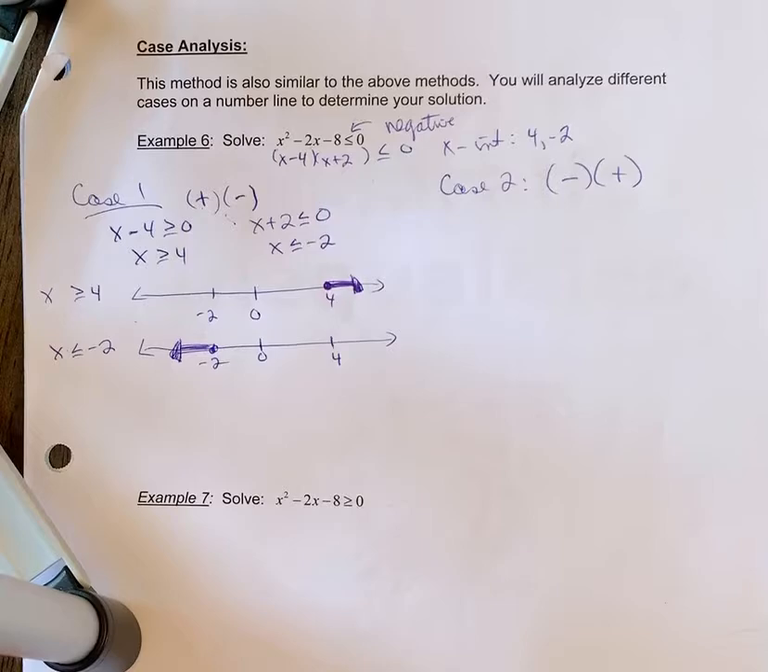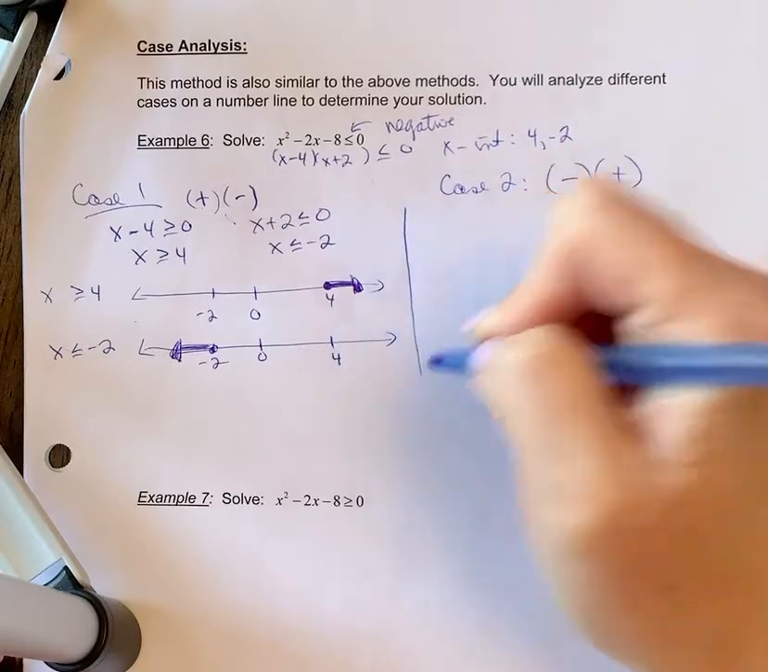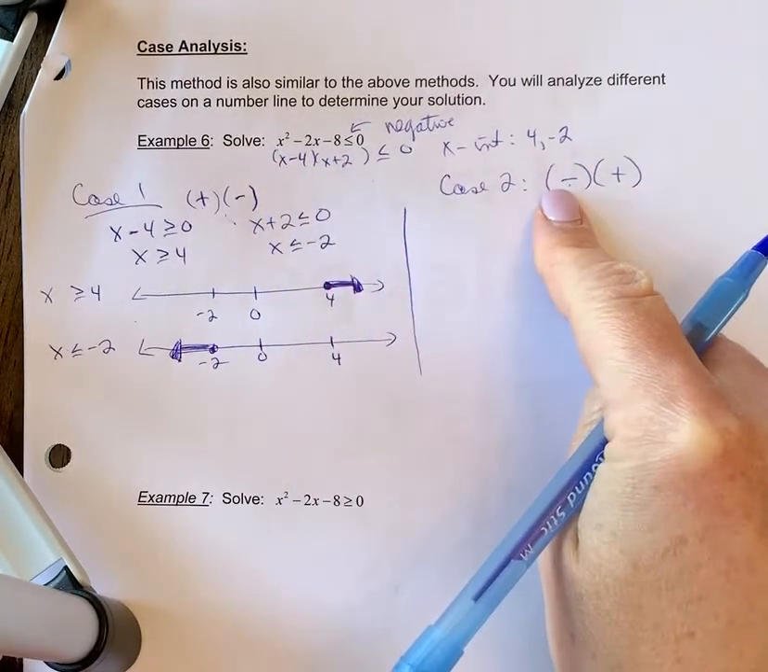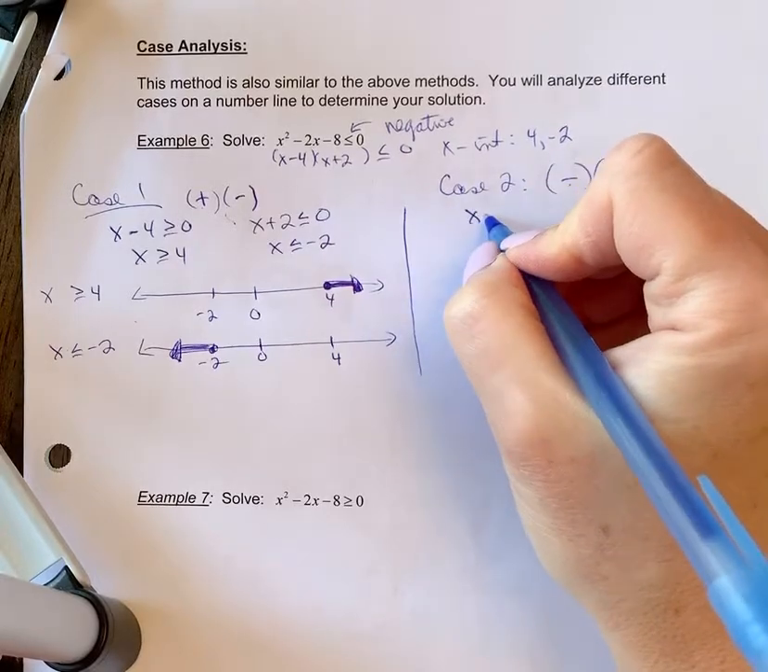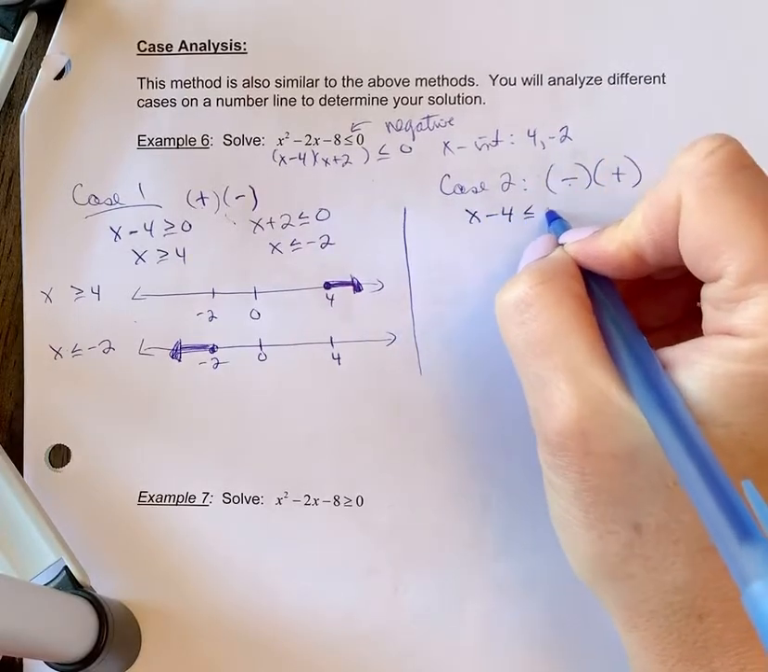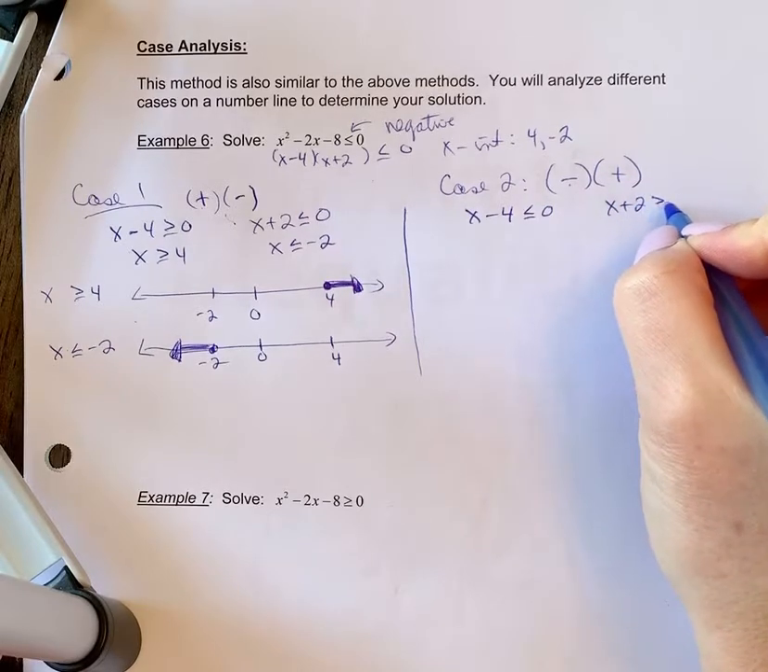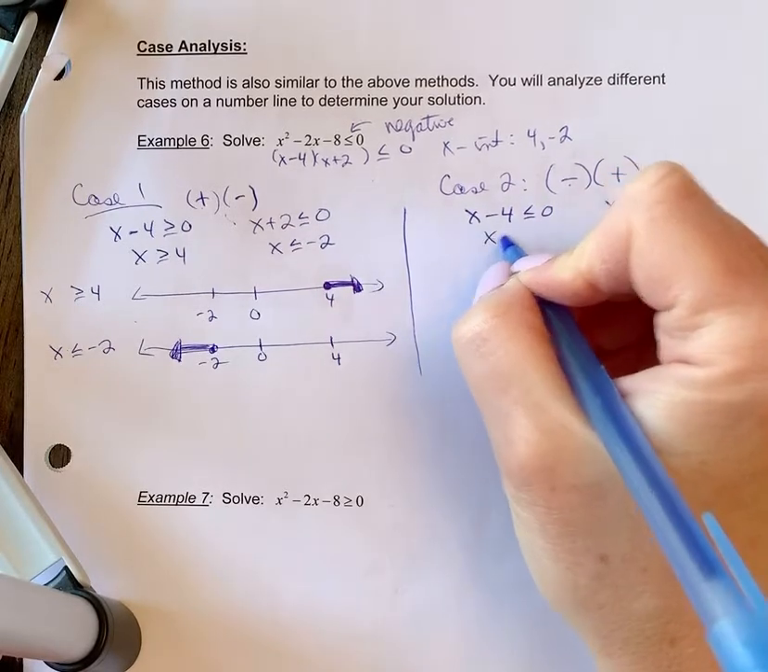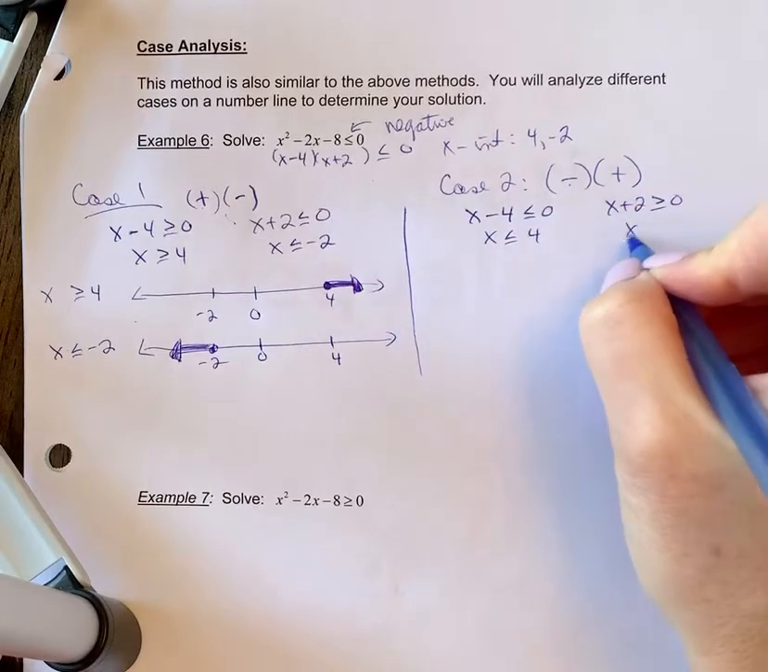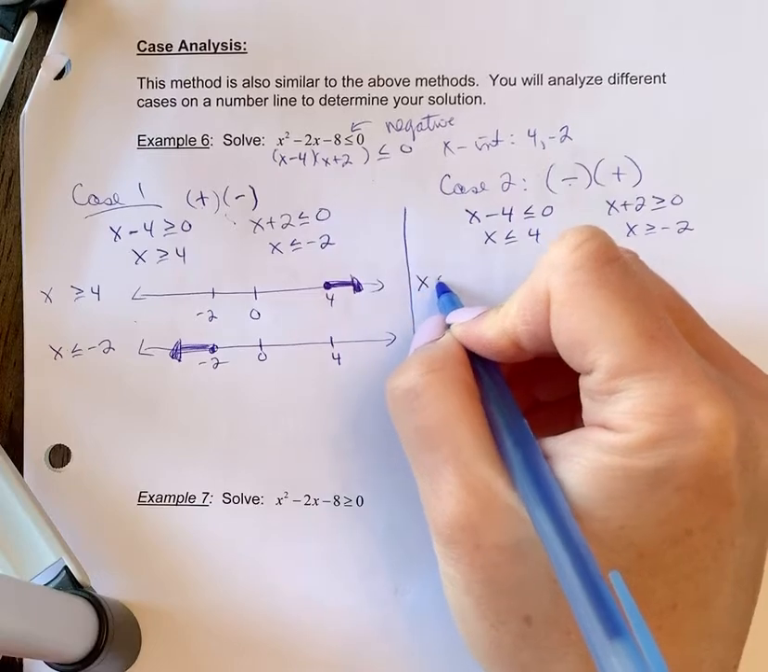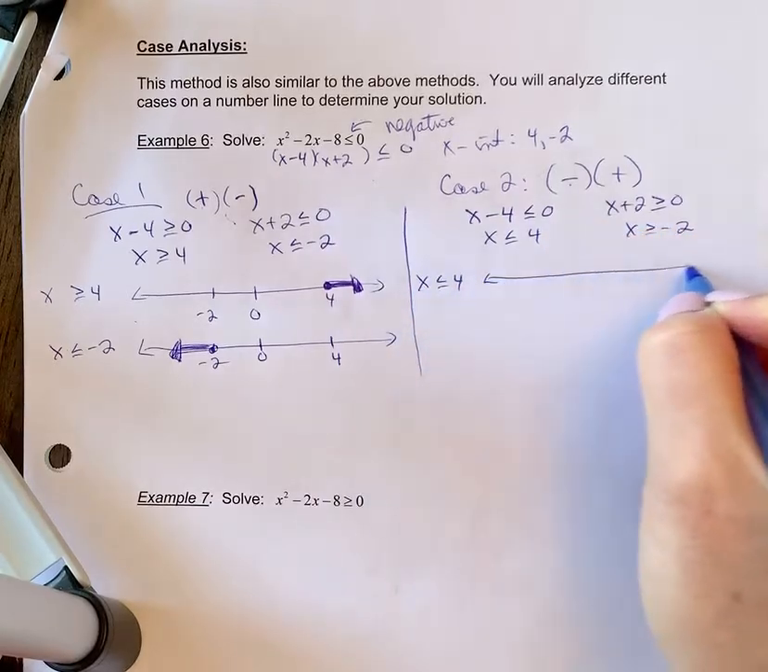Okay, now I'm going to need case 2 to do some comparing. So case 2 would be if I put the first factor as negative. That would mean x minus 4 is less than or equal to 0. And my second factor, x plus 2, is going to be positive, so it's going to be greater than or equal to 0. So x is less than or equal to 4, and x is greater than or equal to -2. We're going to demonstrate both of those on a number line.